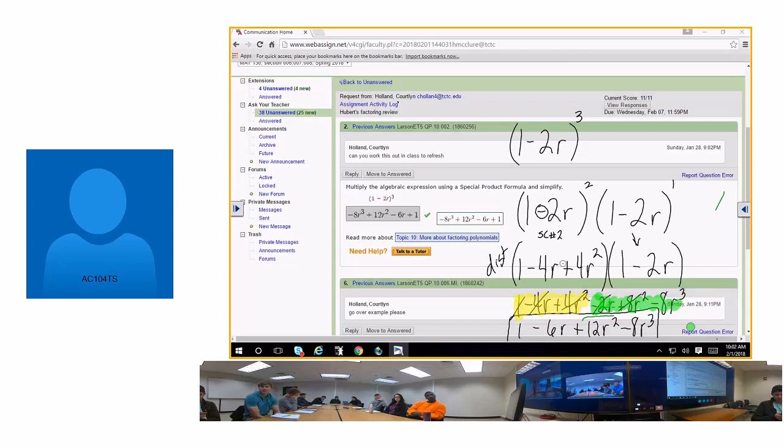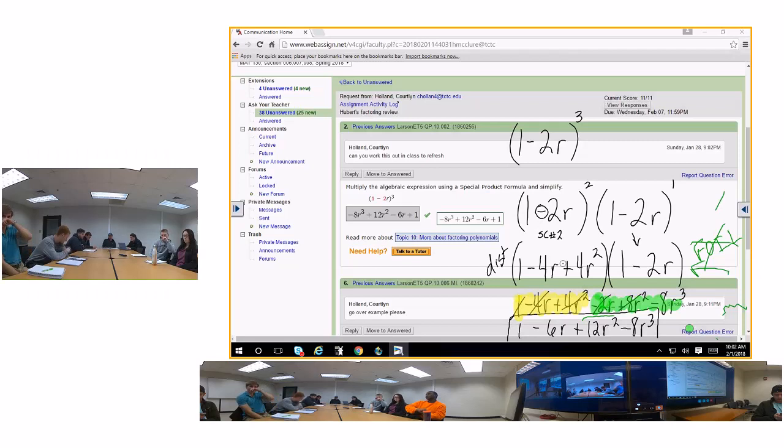But you cannot use the FOIL method at this point. You cannot use FOIL, pronounce it however you like, the redneck way or the perfect way. I choose not to pronounce either. FOIL method cannot be used here because it's a binomial and a trinomial. With a polynomial times another polynomial that's not a binomial, you have to use the distributive law. Okay. Comprende?